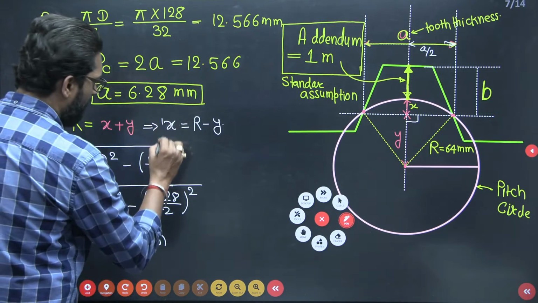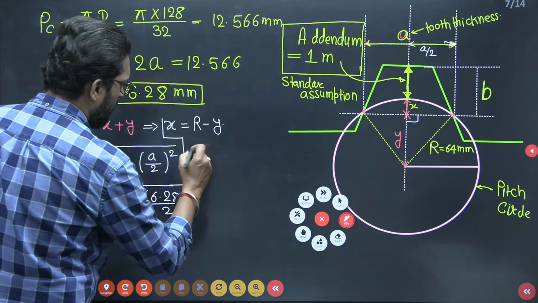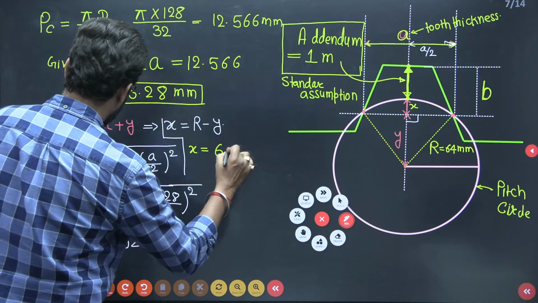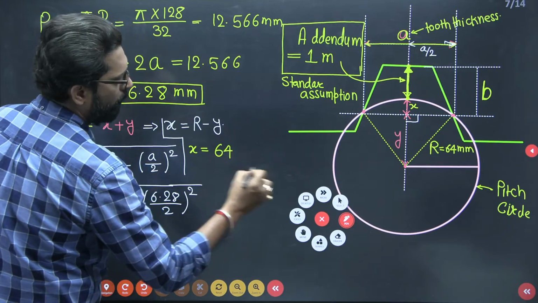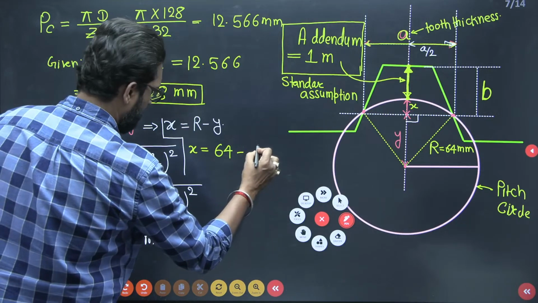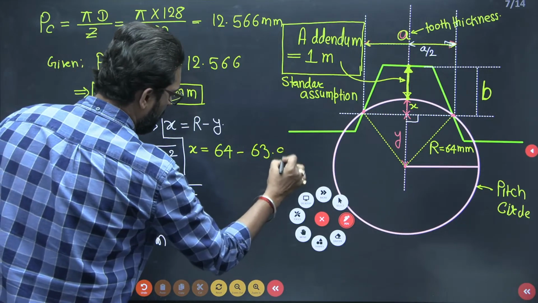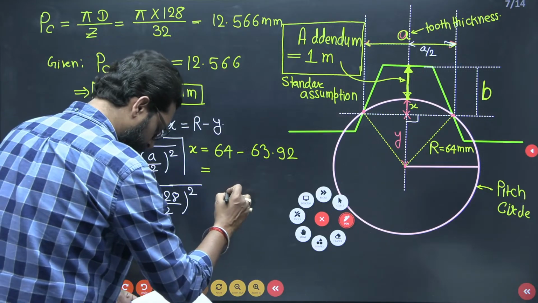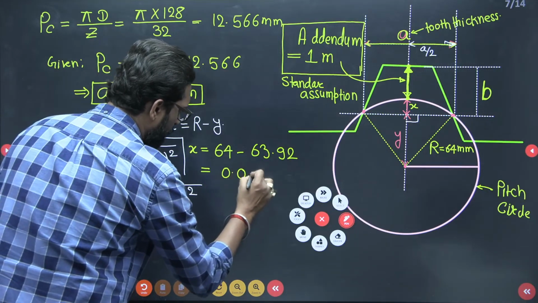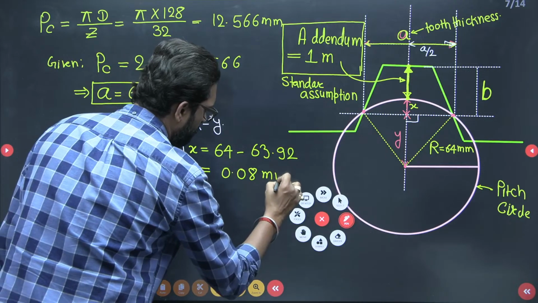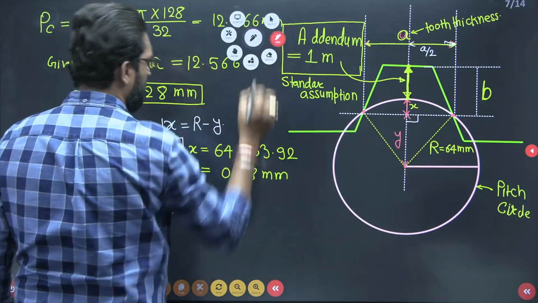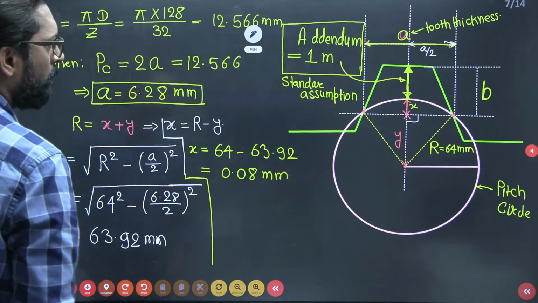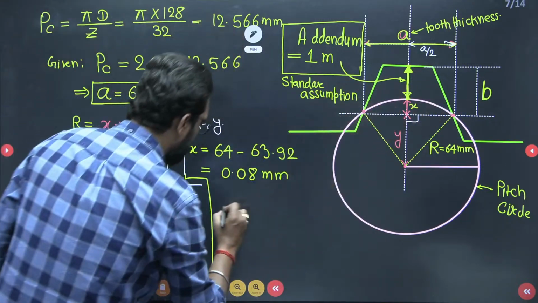So if you have the Y value, you can easily find this X value. The radius is 64 minus 63.92. What is the X value then? The X value is 0.08 mm. Yes or not? 0.08 mm.